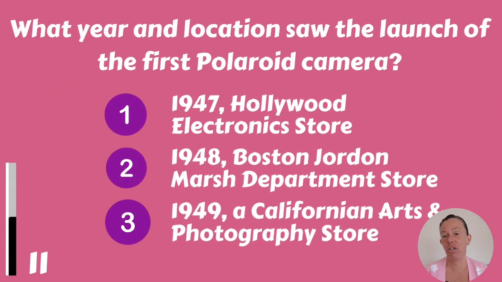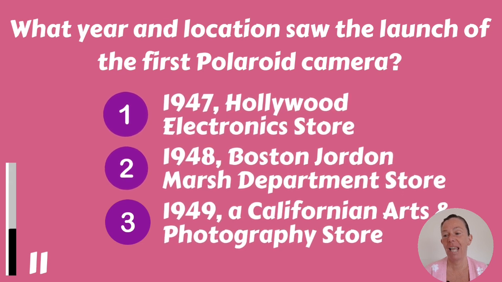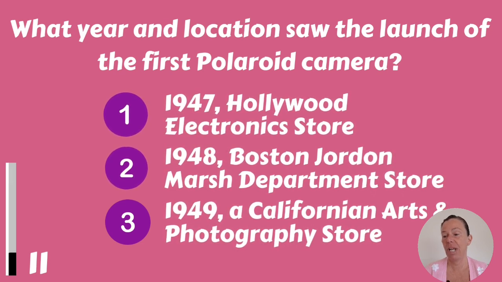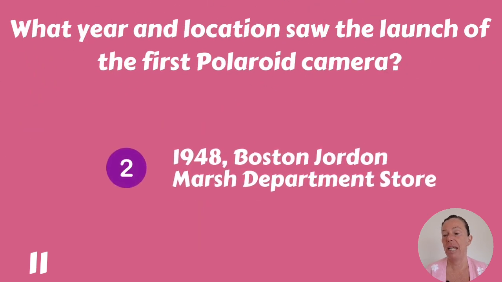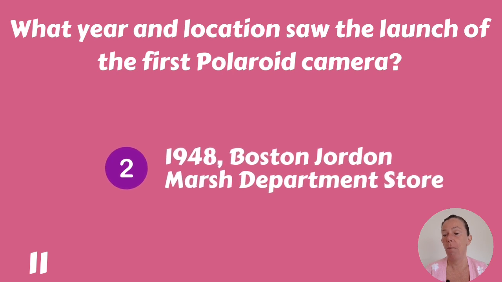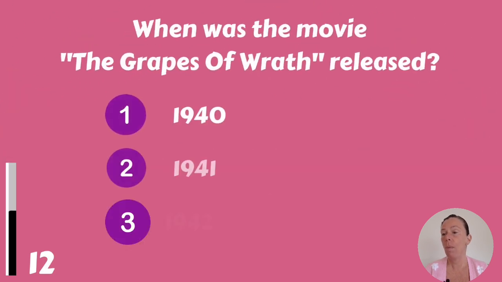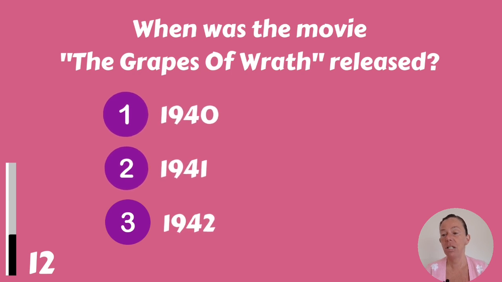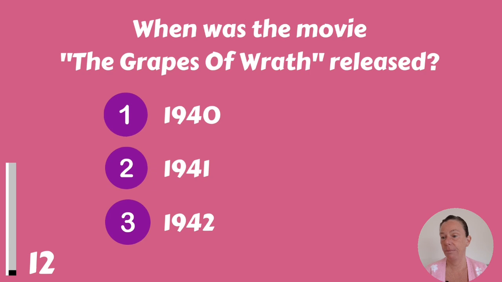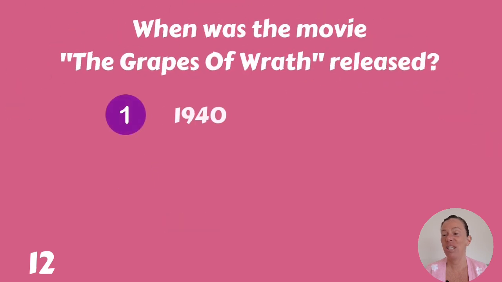What year and location saw the launch of the first Polaroid camera? 1947 in Hollywood, 1948 Boston, or 1949 in a Californian art studio? 1948 in Boston, Jordan Marsh department store. When was the movie The Grapes of Wrath released? 1940, 1941, or 1942? 1940.